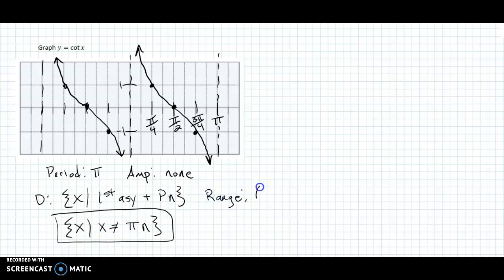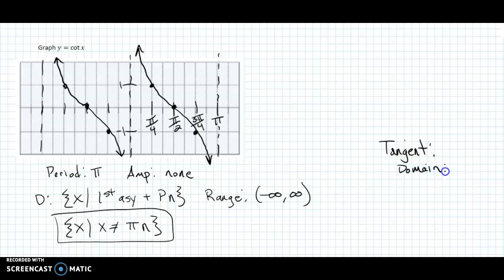The range is all real numbers, which is not as tricky. Range, remember, is bottom to top. The lowest value is negative infinity. These will go down forever, and then they will go up forever as well. Real quick, let's look at domain and range for tangent. We'll say tangent, and then domain.